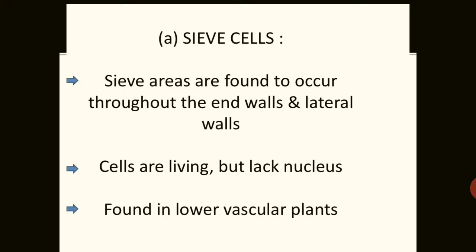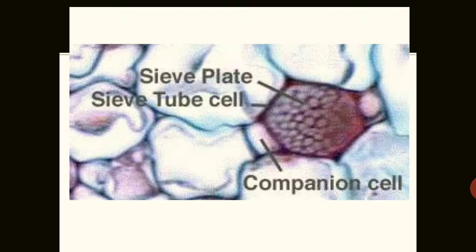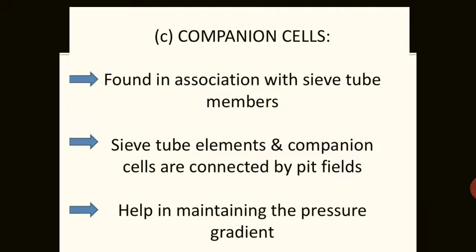The second one is the sieve cells. Sieve areas occur throughout the end wall and the lateral wall also. The cells are living but lack the nucleus. No nucleus is there in the sieve cells, and they are found in the lower vascular plants, not in the higher vascular plants, meaning bryophytes and other plants. These are the sieve plates: the structure of the sieve plates, companion cells, and the sieve tubes. The sieve plate is a plate-like structure that is perforated for the filtration of the photosynthates or any organic substances.